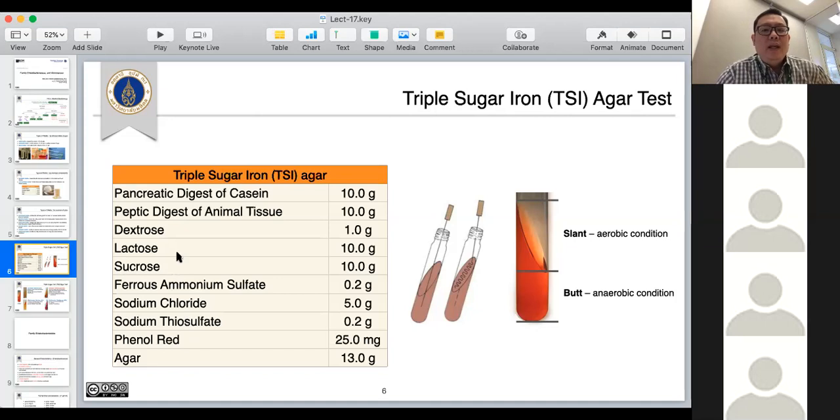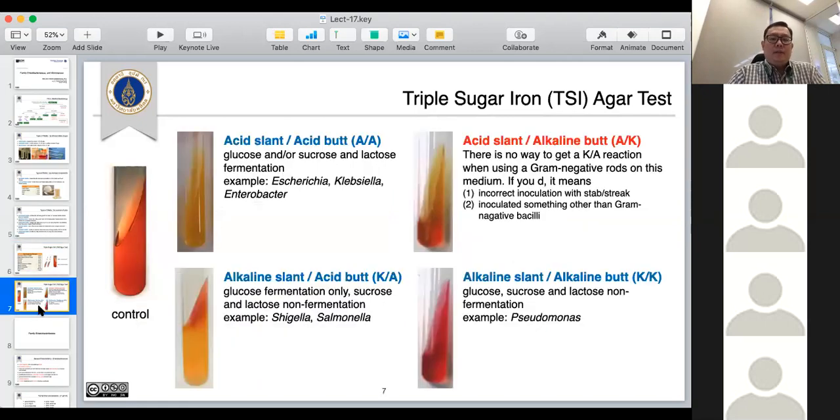And we use phenol red as the indicator to read the result. When you use a needle to pick bacteria, you stab into the agar butt first, and then use the needle to streak on the slant and incubate. Okay, now the way to read the result.